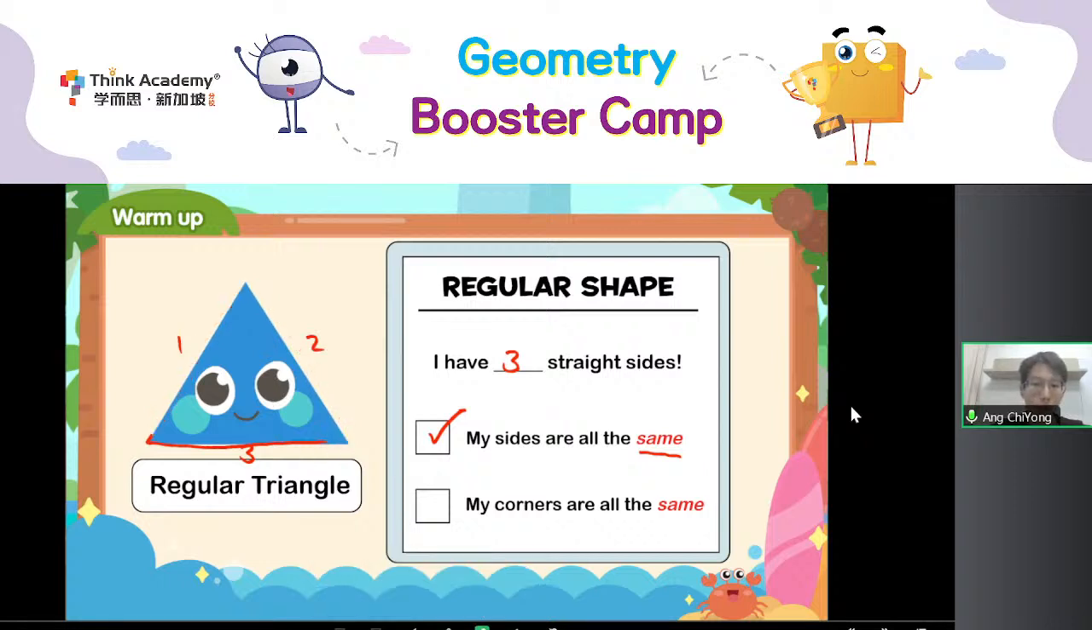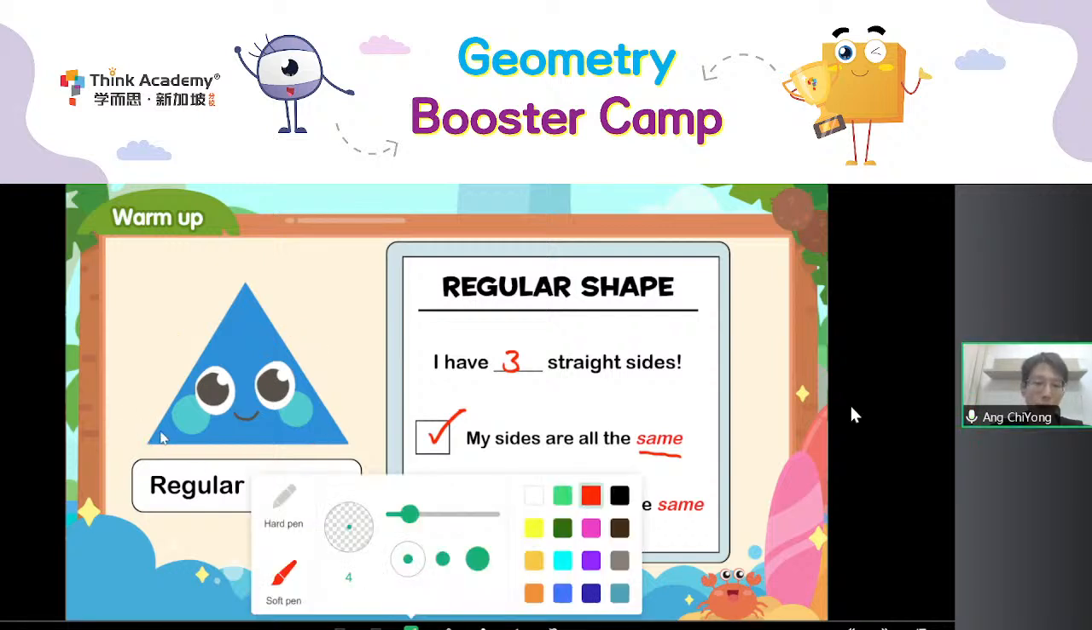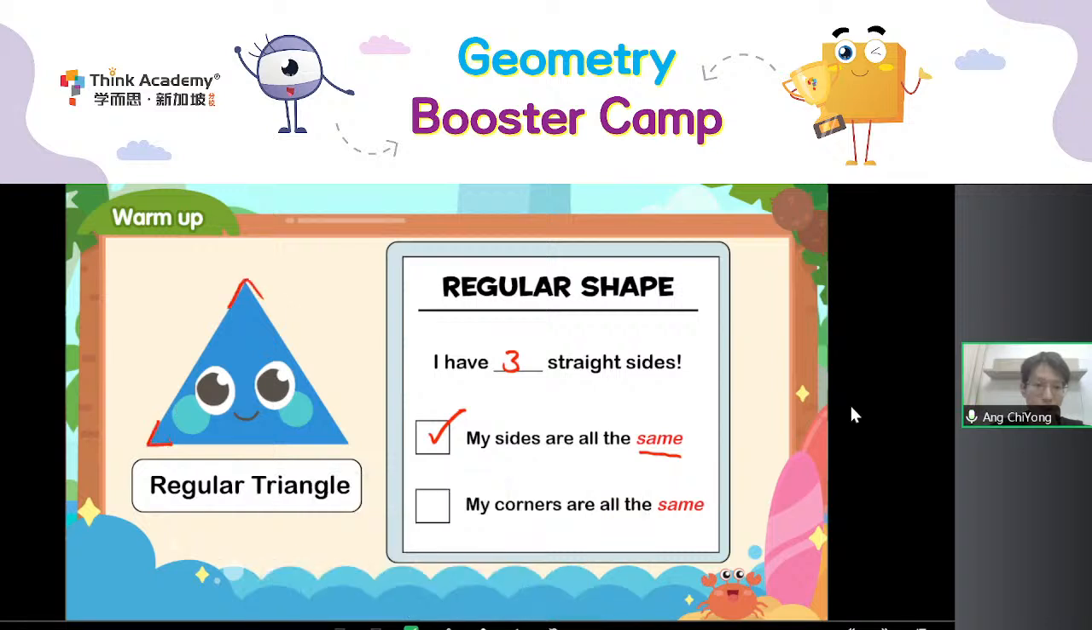Now, what about the corners? How many corners does it have? It also has 3 corners, right? 1 corner, 2 corner, 3 corner. Now, the size of the corners must also be the same. All right, let's take a look. This corner looks the same size as this one, which looks the same size as this one. So the corners are all the same. Now, if we have both of these conditions checked, it means that this is a regular shape. So this is called a regular triangle.